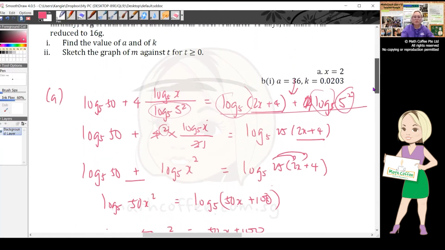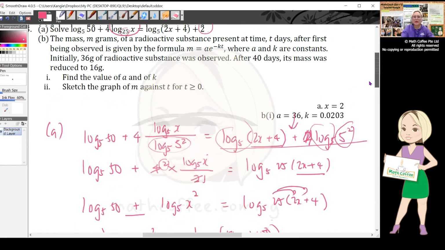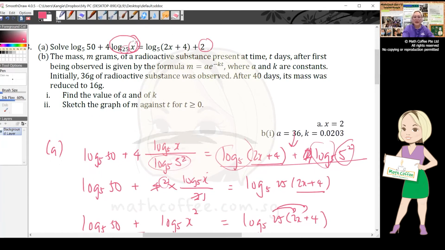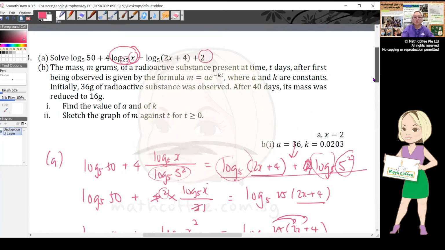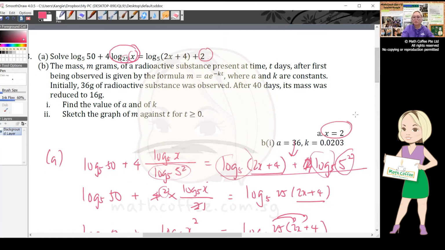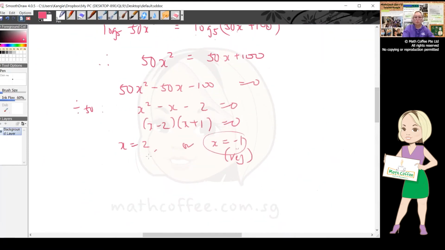But please take note, let's go back and check whether, you see, you have an x here, right? So that means this x cannot be negative. Remember I said just now, this one cannot be negative. So when you come back to here, hey, I got one negative here. So that means I need to reject this one. In this question, I will only accept x equals to 2. And that's the answer for 3a.